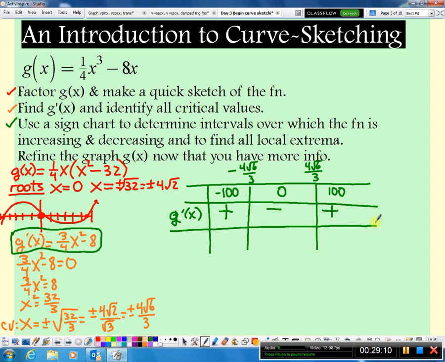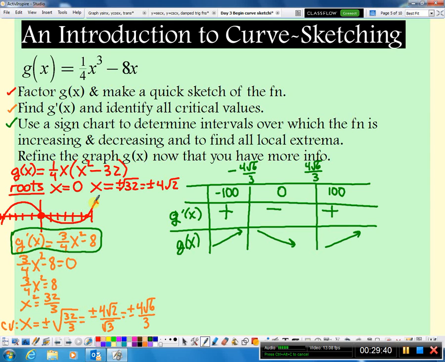G of x must then be increasing, decreasing, increasing. So notice when I look at this, it's telling me my graph goes up, down, up, which follows the red graph that you originally did just using your pre-calculus skills. If I ask you specifically to name increasing and decreasing, do. But a lot of times what I'll just say is show it on the sign chart.